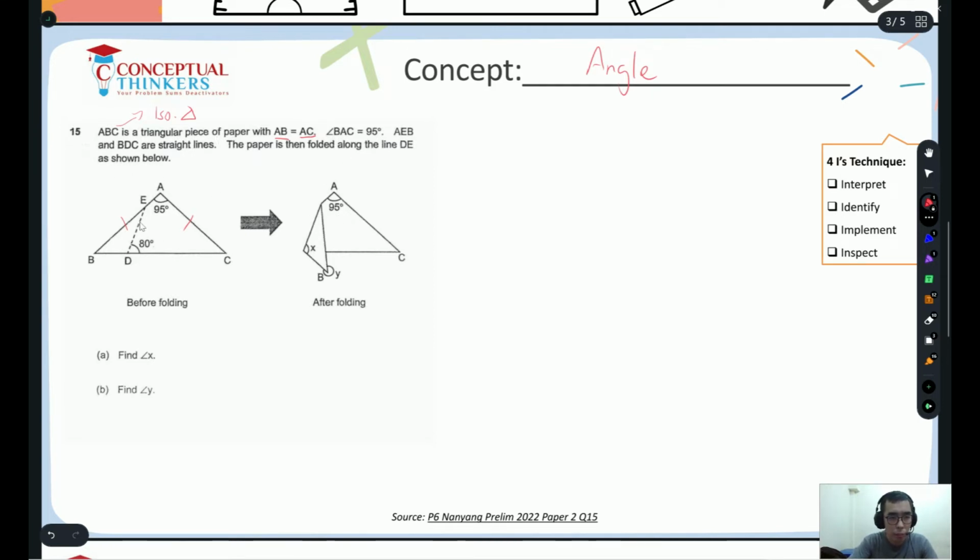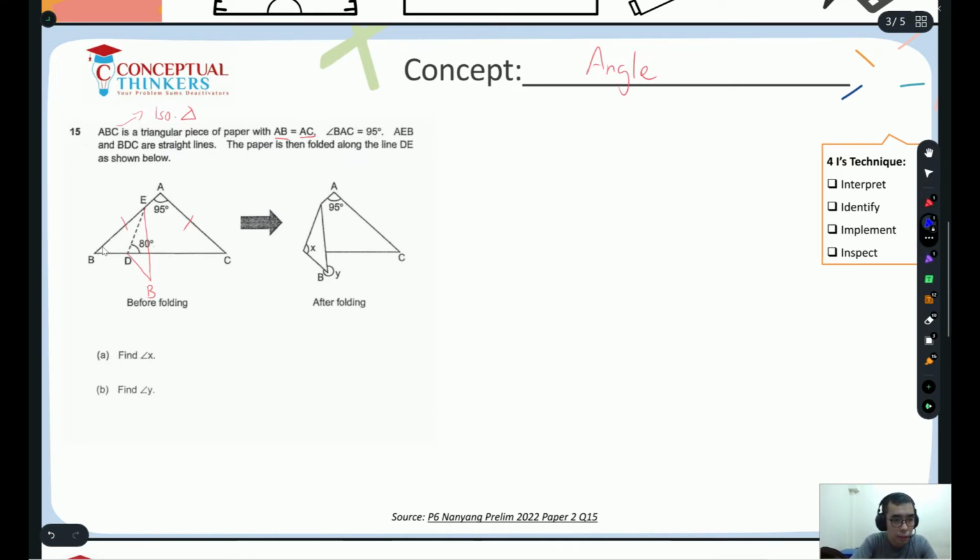From here, DE is the folding line. I'm going to fold it and bring it here. I'm going to show you how it looks when we fold and put everything together in a single diagram. When this is shifted here, it will look like this. This will be my B here, and from here, this is connected to here. So this is my B here. A few things to take note. I'm going to use another color to show you.